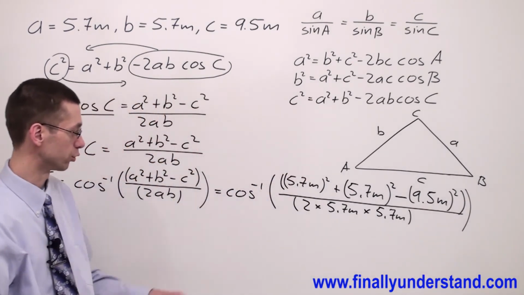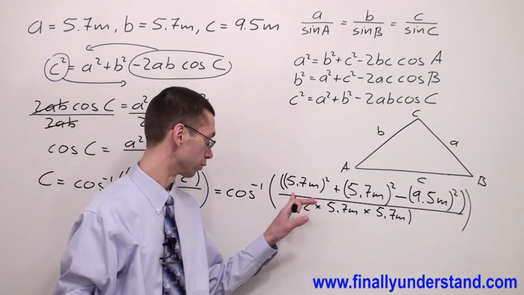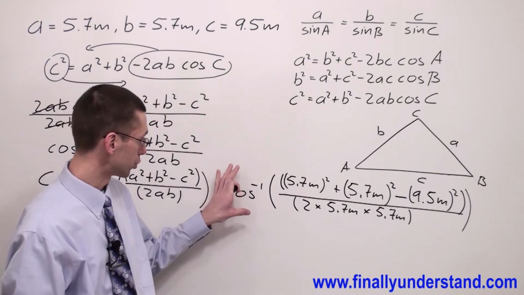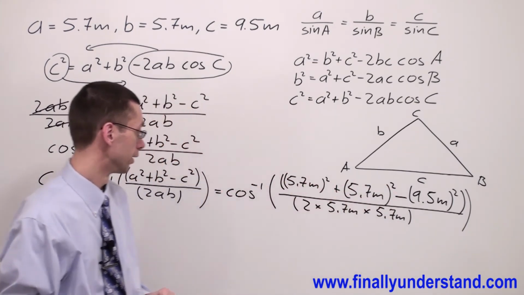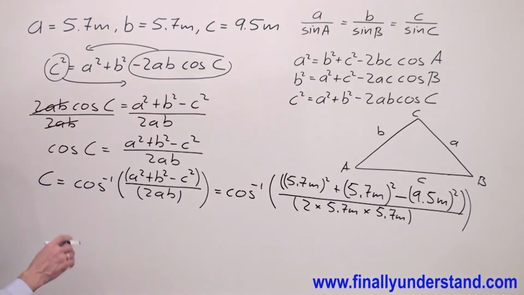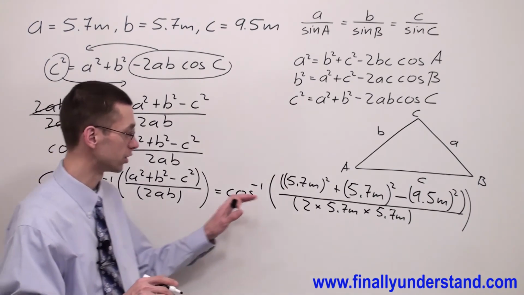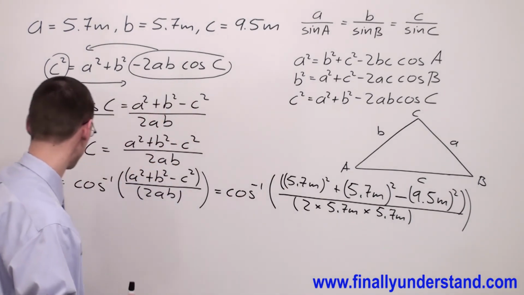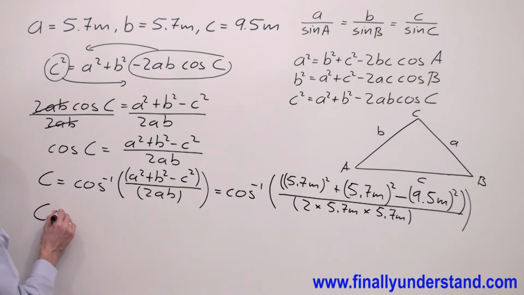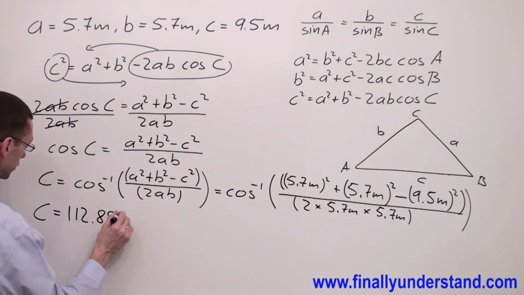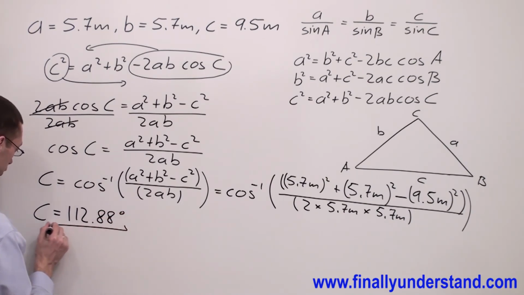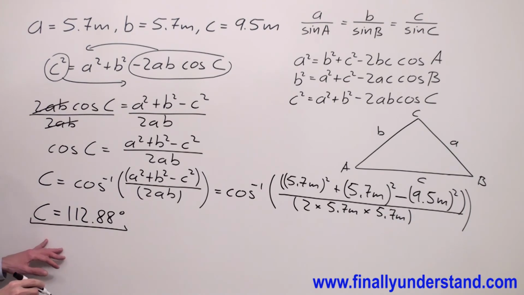Please keep in mind, if you want to use the calculator and solve the whole problem in one shot, you're supposed to make sure that you put the parentheses in the right places. You're supposed to obtain the answer 112.88 degrees. So this is my angle C.